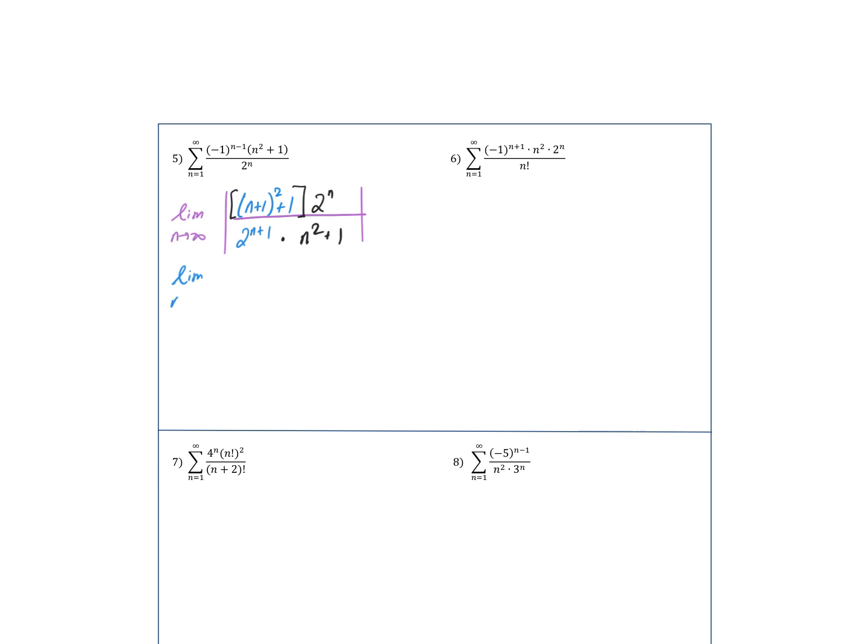So we've got the limit as n goes to infinity. That becomes n squared plus 2n plus 2. So this is n squared plus 2n, plus 1, so plus 2. Then 2 to the nth over 2 to the first, and then n squared plus 1. Cancel, cancel. This coefficient is 1, this coefficient is 2, which is 1/2. 1/2 is less than 1, so this converges absolutely by the ratio test.